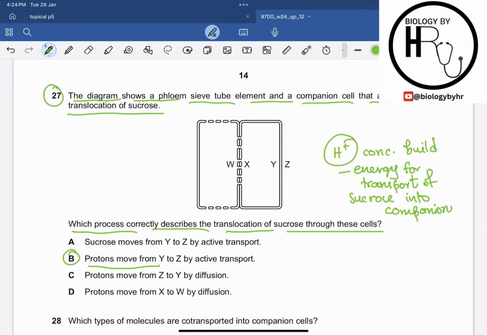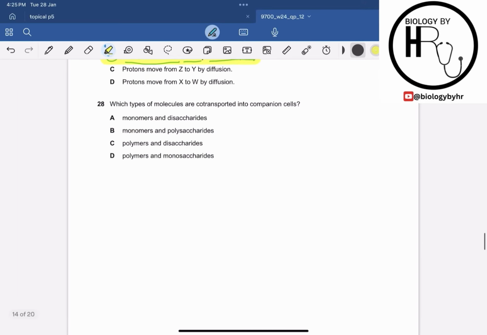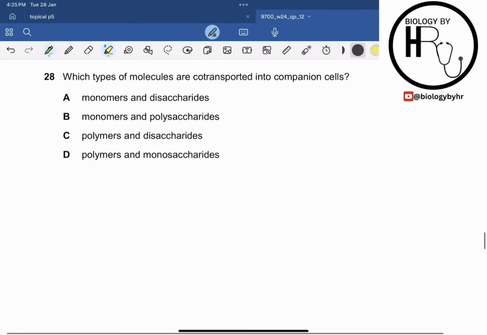Protons move from Y to Z by active transport, and then this proton gradient provides the energy for the transport of sucrose into the companion cells, right? I hope that this MCQ is clear. Now let's move on to question 28 over here.